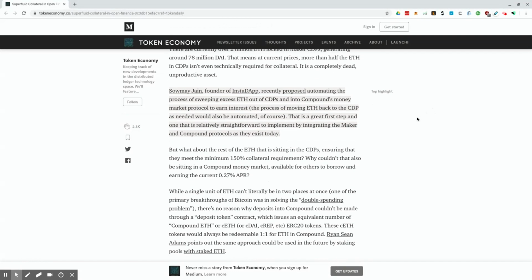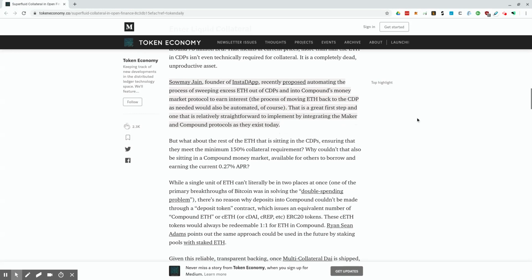Somei Jain, founder of InstaDApp, recently proposed automating the process of sweeping excess ETH out of CDPs and into Compound's money market protocol to earn interest. The process of moving ETH back to a CDP as needed would also be automated, of course. That is a great first step and one that is relatively straightforward to implement by integrating the Maker and Compound protocols as they exist today. So just taking the Maker and Compound protocols as they exist on Ethereum today, a tool can be created that would actually allow this to happen.